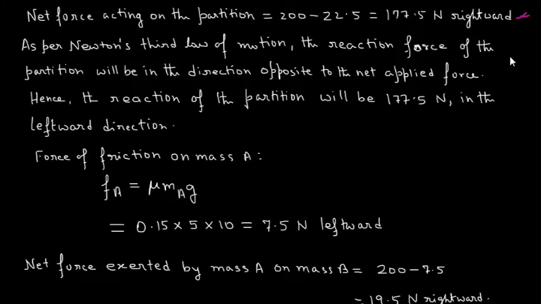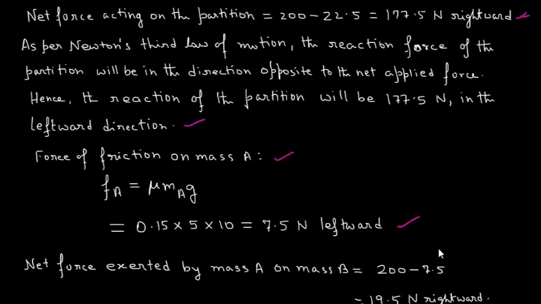As per Newton's third law of motion, the reaction force of the partition will be in the direction opposite to the net applied force. Hence, the reaction of the partition will be 177.5 Newton in the leftward direction. Force of friction on mass A is equal to Fa, mu ma g. Putting the value of mu, ma and g, 0.15 into 5 into 10, that is 7.5 Newton leftward.